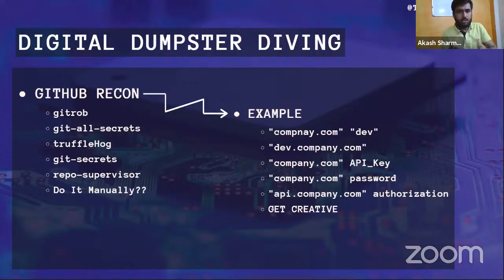If you're going to do it manually, you're going to do it this way, because these are all some of the Google Dorks. Maybe you can use those. You can look for company.com/dev, or you can look for API keys or authorizations for different APIs, or you can get creative depending on the kind of endpoints you're looking for. So GitHub reconnaissance can play a really big and important role in this case. I was going to give an example, but I'll do it later.